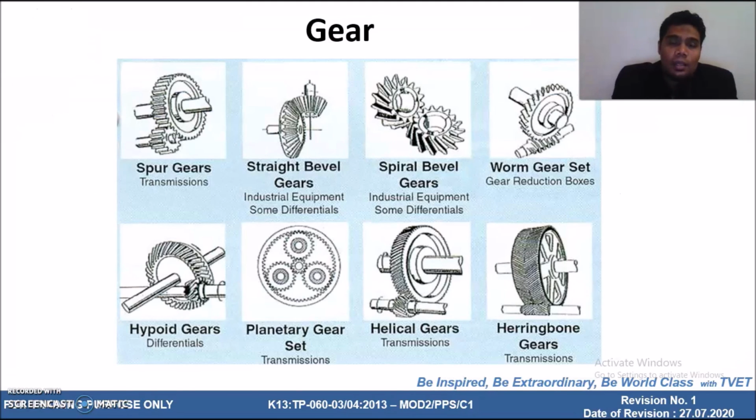Okay, this is an example of gear lah. Kita ada spur gear, straight and bevel gear, spiral bevel gear, worm gear, hypoid gear, planetary gear set ataupun sun, and helical gear and herringbone gear. So all this type of gear has been used by our machine ataupun mechanical machine to transmit power, to lift load and other things.